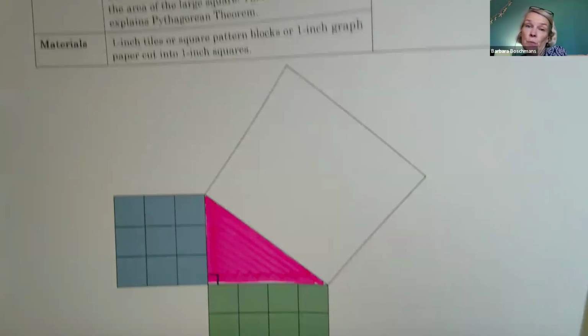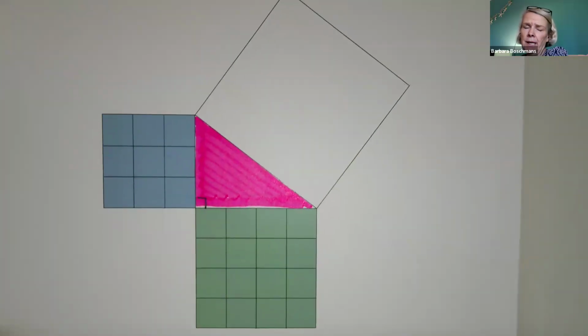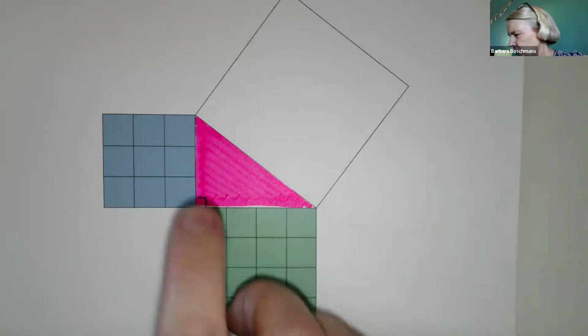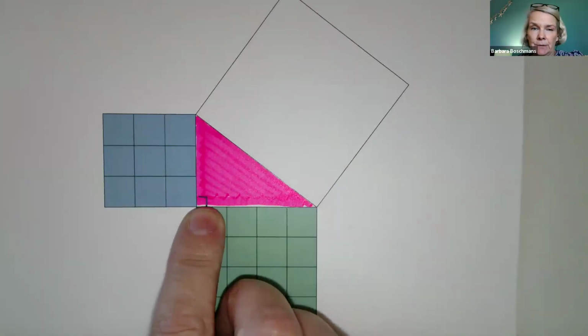So most of you have heard of the Pythagorean Theorem, and it's important to emphasize to your students that this works in a right triangle and a right triangle only. I highlighted mine pink just so it didn't get lost in the picture, but here's that right angle.